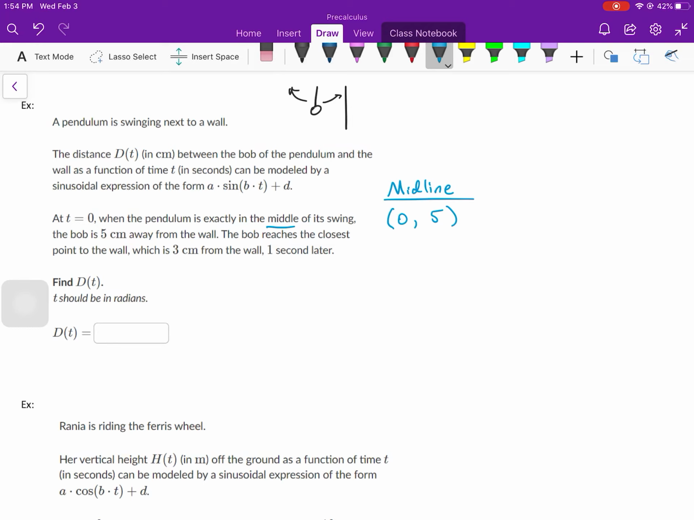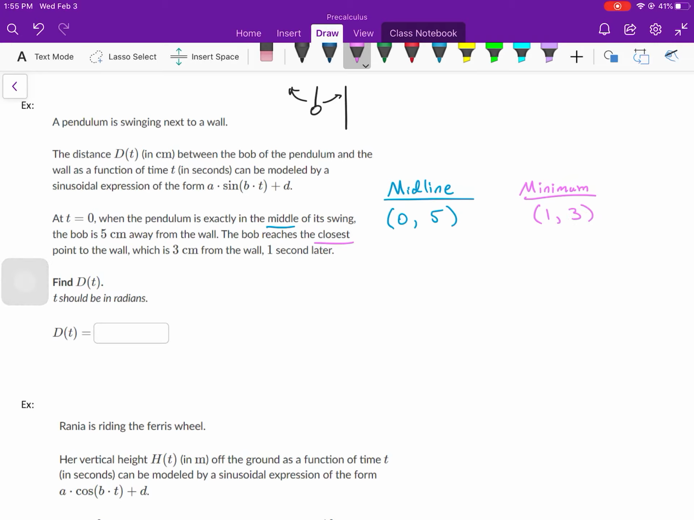All right. Then the bob reaches the closest point to the wall. So the closest point to the wall is the minimum distance, because remember, we're modeling distance. So that's giving us a minimum. And that point is 3 centimeters from the wall, and that's 1 second later. So after 1 second, we're 3 centimeters from the wall.